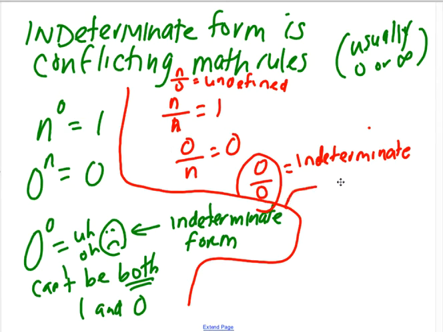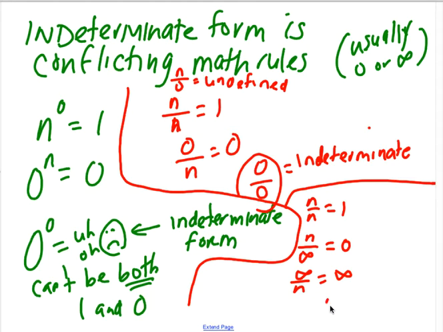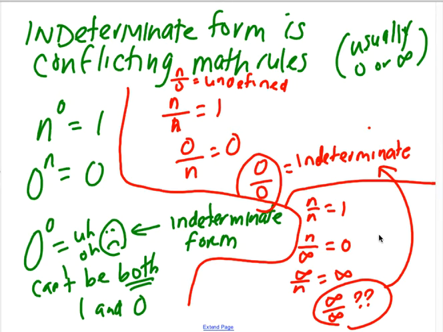The same logic could be applied for infinity over infinity. A number over itself should be 1. We've seen that a number over something infinite should be 0, and we've also seen that infinity over a finite number should be infinitely large. Well, then the question becomes, what is infinity over infinity? Which of those three is it? Well, it's not any of them. It's what's called an indeterminate form.